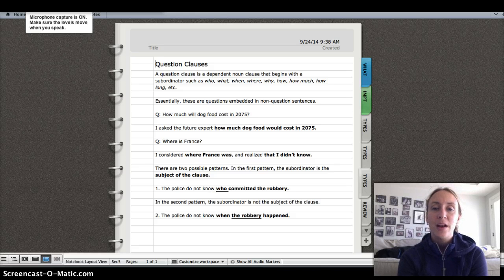There are two possible patterns for these. In the first, the subordinator, the subordinating word, is the subject of the clause. So in this sentence, the police do not know who committed the robbery. Here, who is the subject, committed is the verb. In the second pattern, the subordinator is not the subject of the clause. The police do not know when the robbery happened. Here, when is the subordinating word, but the robbery would be the subject and happened the verb.